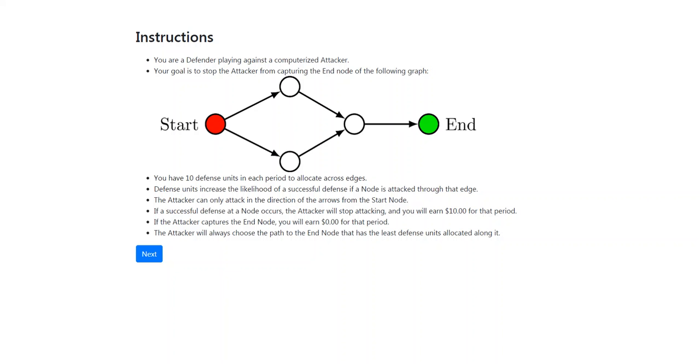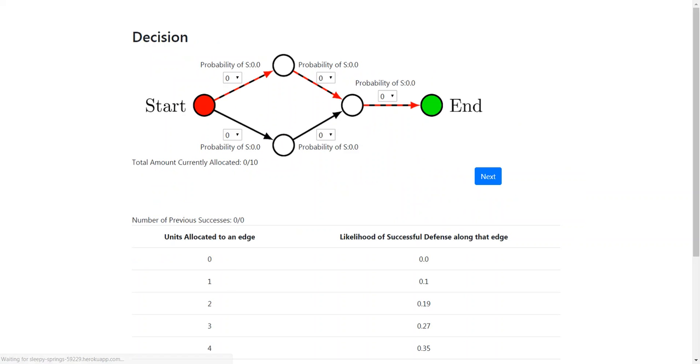So here we have a simple system represented as an attack graph where the leftmost node is the starting point for an adversary, and then the adversary can take various paths, two paths in this case, in order to reach the end goal, the crown jewel that the defender wants to protect. And let's say that the defender has 10 defense units in each round to allocate across the 5 edges that are there in this network.